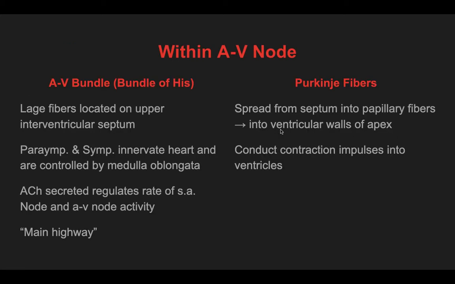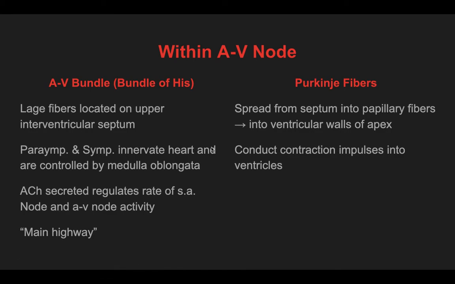All right, so within the AV node, we do have the AV bundle. It's called the bundle of His. And then we do have the Purkinje fibers. The AV bundle, or the bundle of His, is going to be large fibers that are located on the upper interventricular septum. So within that septum, it's going to be on the upper side.